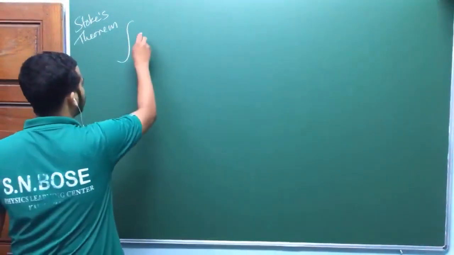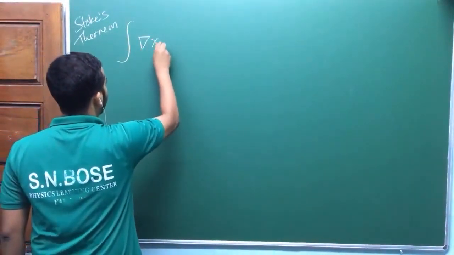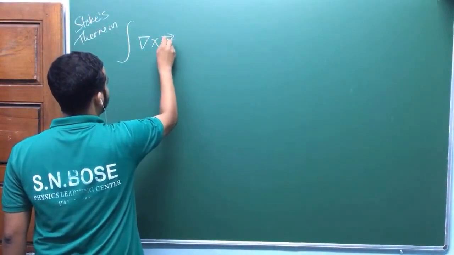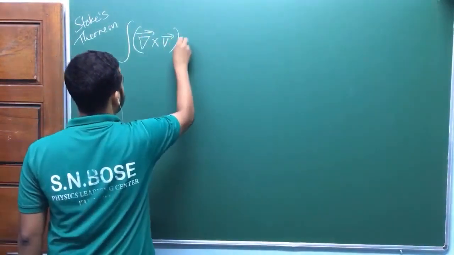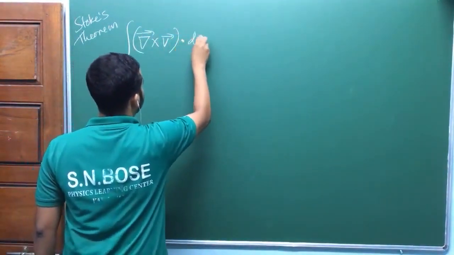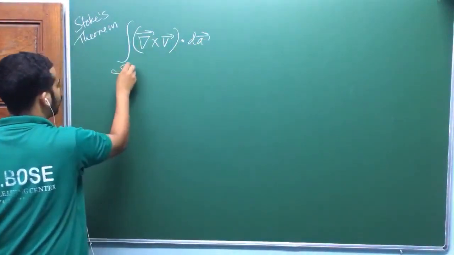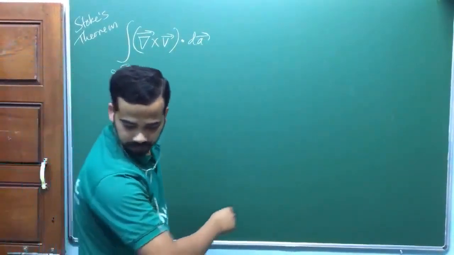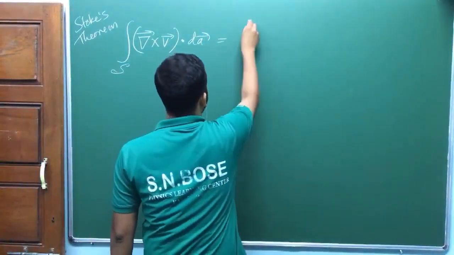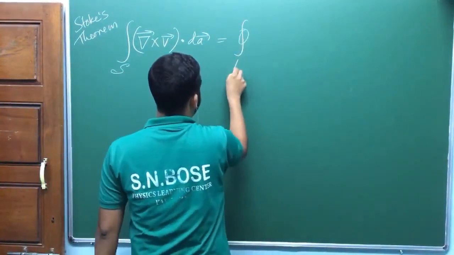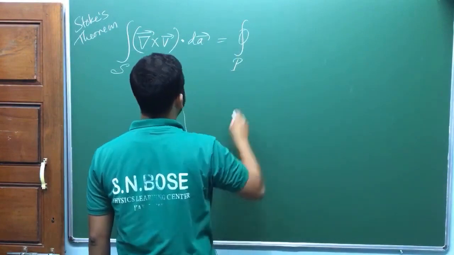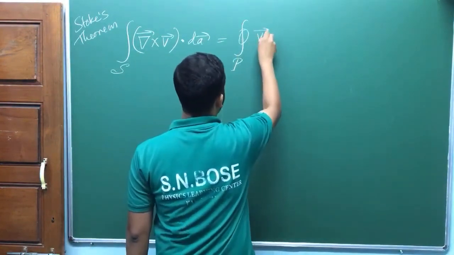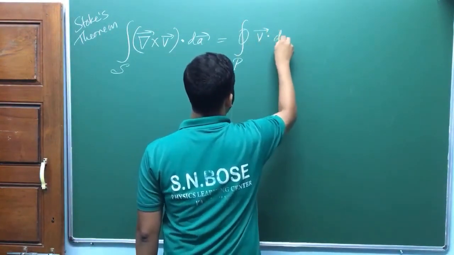So the open surface integral of the curl of any vector field dot dA vector is equal to the closed path integral of that vector field around a closed loop.